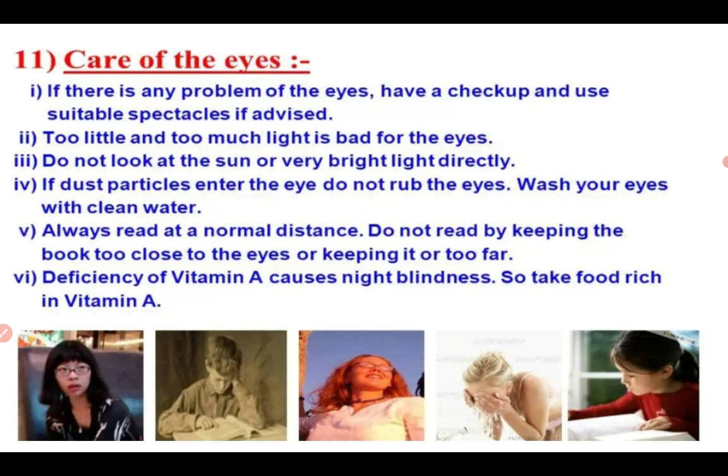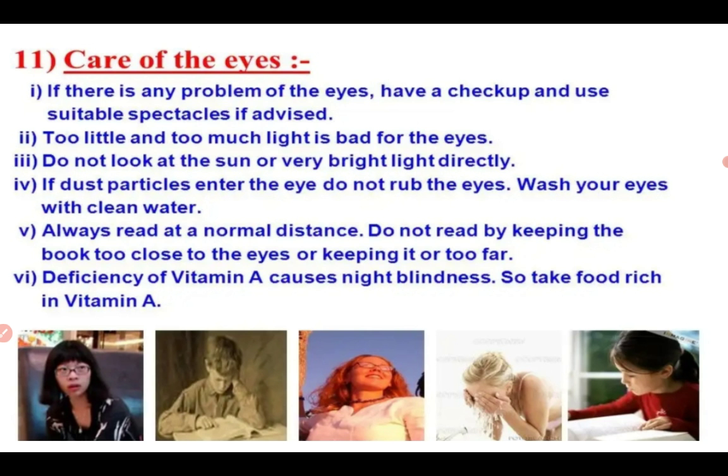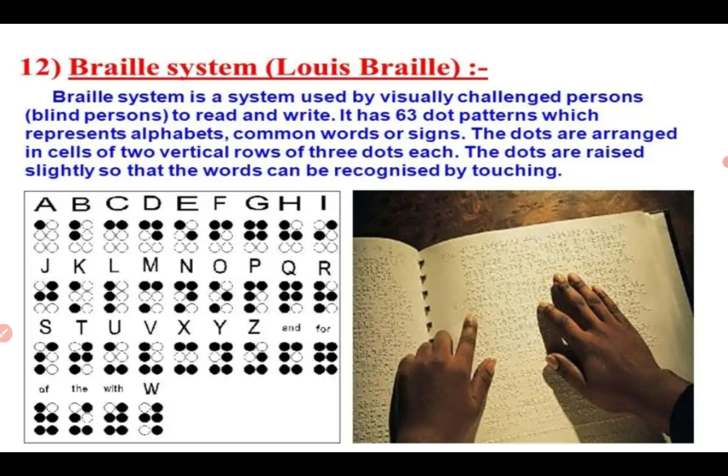We should always read at a normal distance, that is 25 centimeters, and not read by keeping the book too close to the eyes or too far. We should eat vitamin A because vitamin A is very good for the eyes and it protects from night blindness. After that, student, we have to study the braille system.